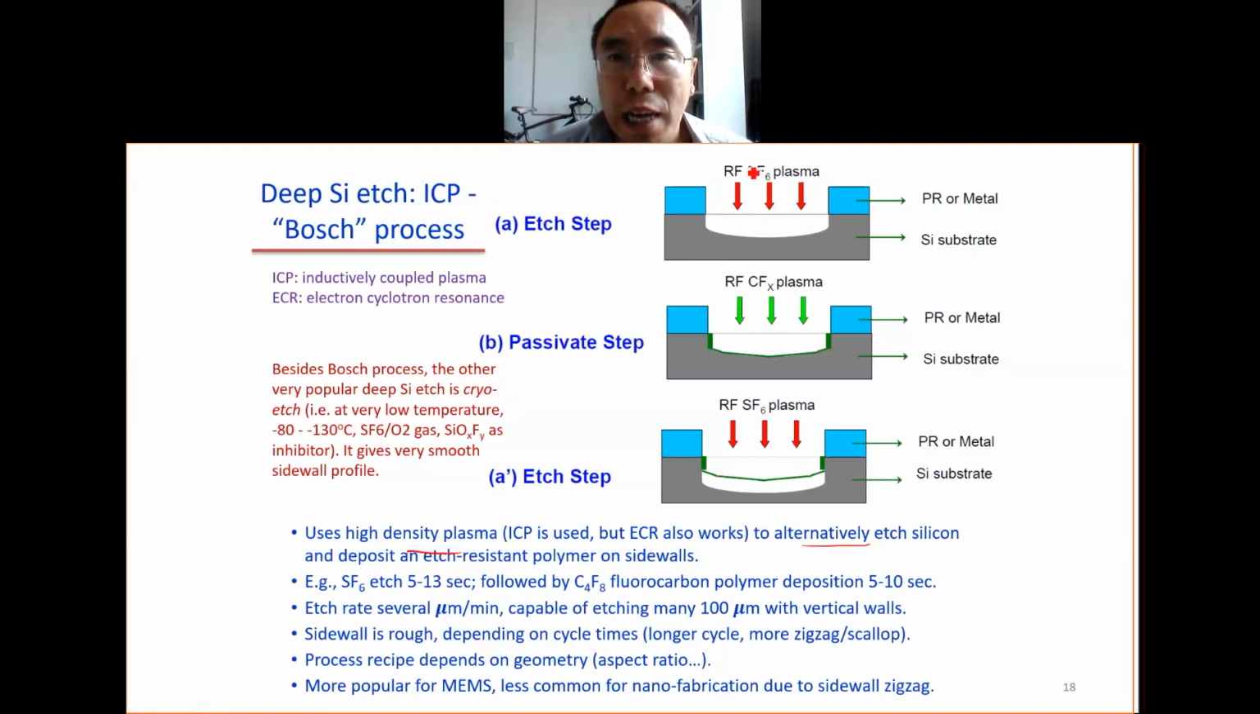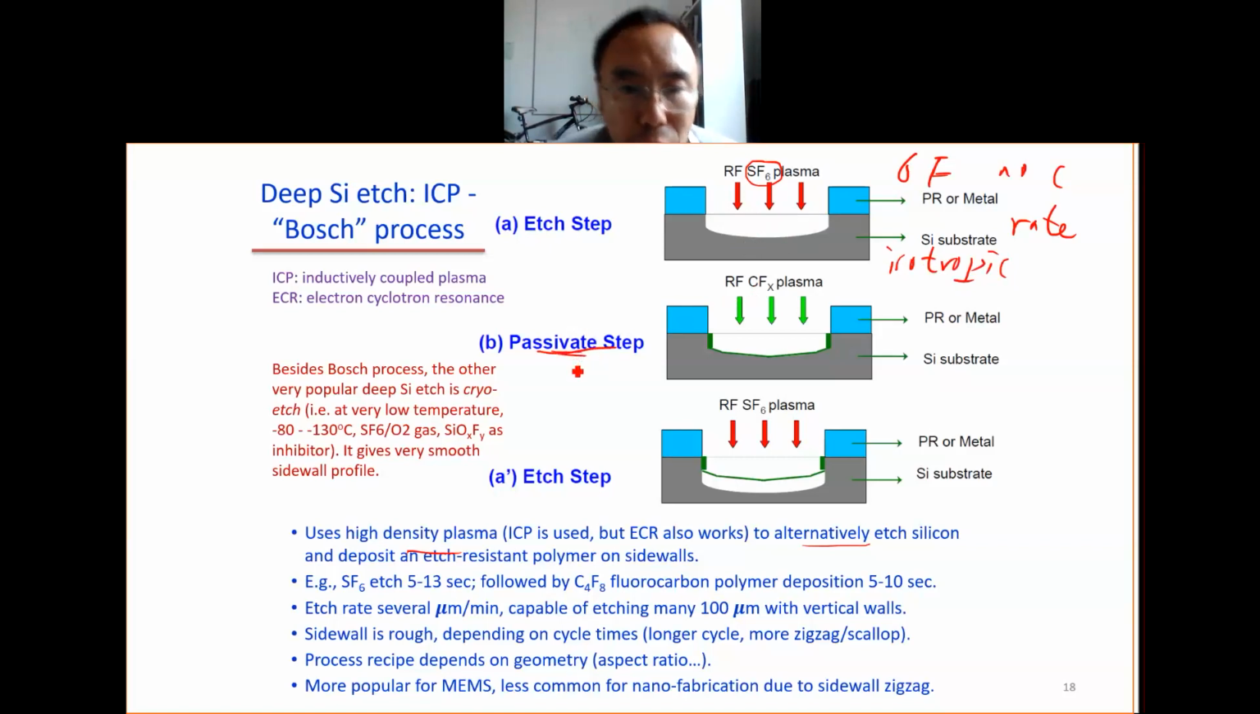First, we have this SF6 gas. We know that this one has 6 fluorine, so it produces a lot of fluorine and no carbon. This gives you a very, very high etching rate. So we use SF6 for a high etching rate. But the problem is that this one is isotropic. It is isotropic. So then we do the passivation step.